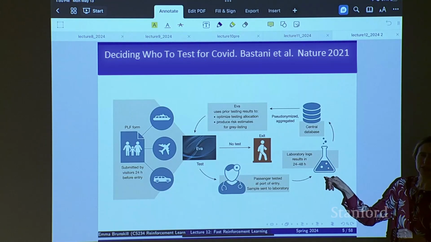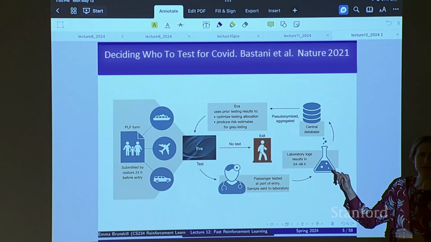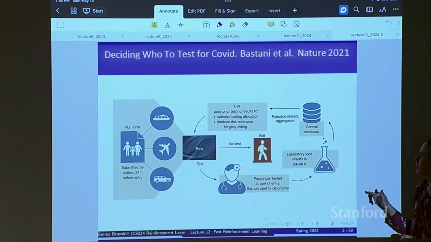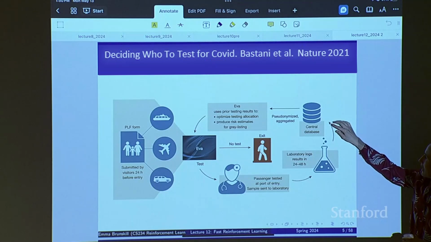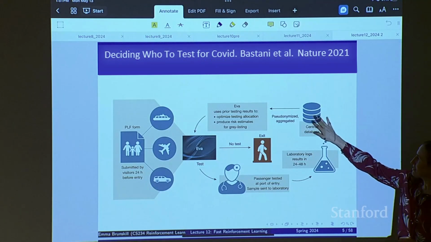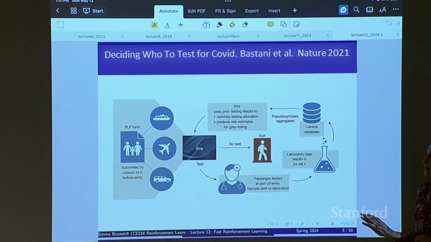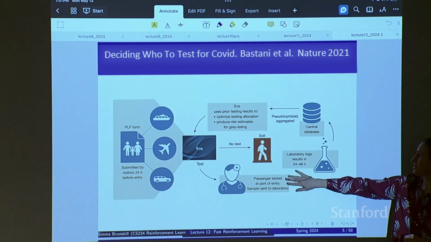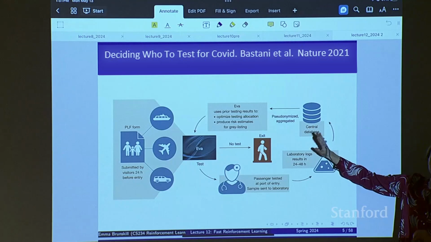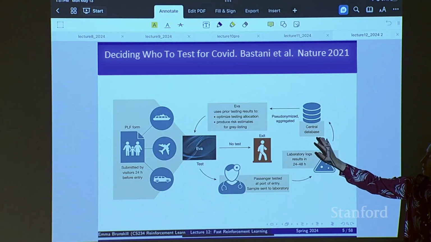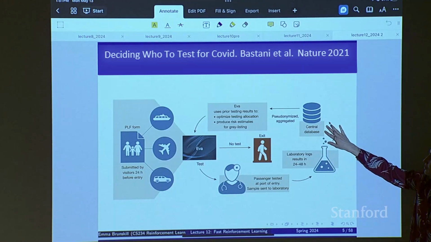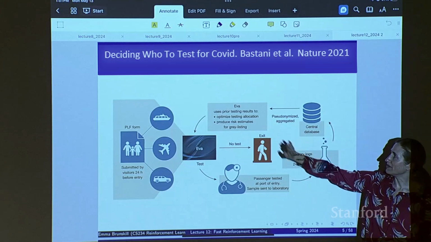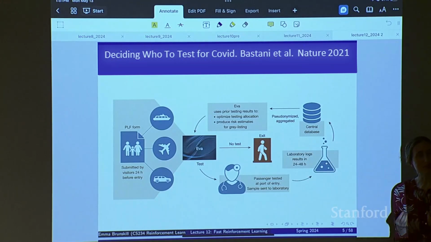I don't remember exactly what kind of test they were using there. Maybe it was some sort of rapid PCR. I don't remember. Those would go to a central database, and then they would use those results. So all these people would quarantine for 24 to 96 hours or so during this time period. They would get the results back. If you're clear, you can go and proceed. Otherwise, you need to continue to quarantine. And then they're going to use this information to go back to EVA and update their algorithm.